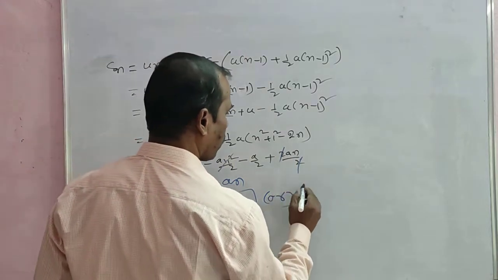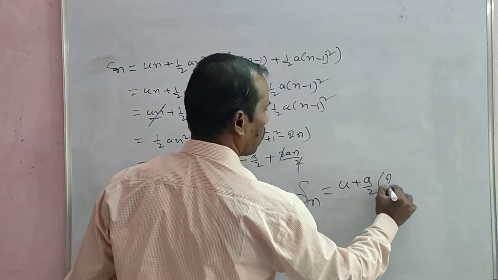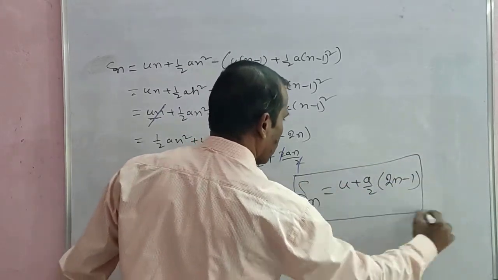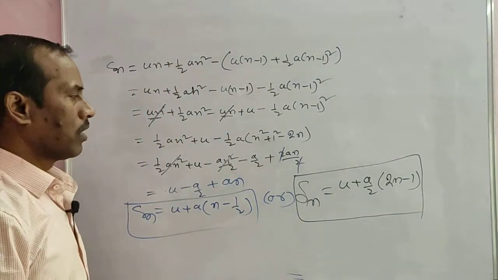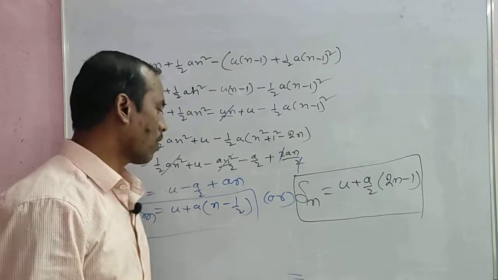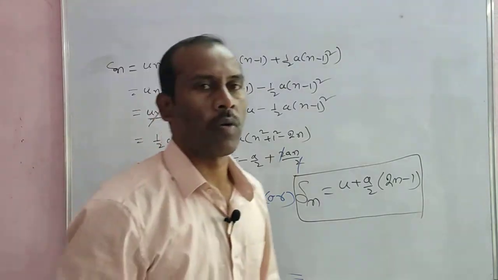Sn is equal to u plus a by 2 into 2n minus 1. This is the nth second distance, okay. Sn is equal to u plus a by 2 into 2n minus 1, or Sn is equal to u plus a into n minus 1 by 2.